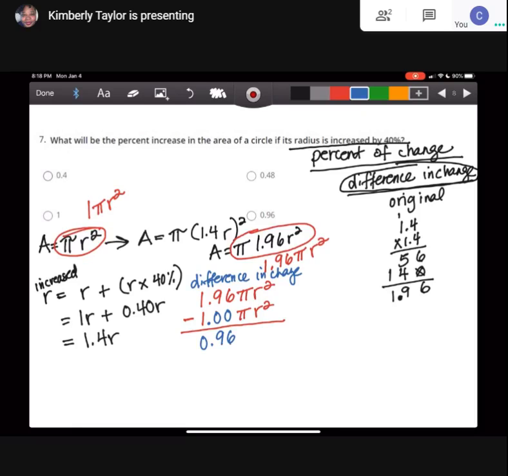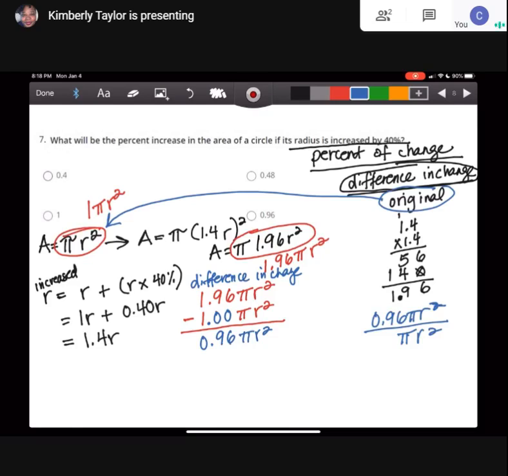All right, pi r squared. So up top, you have 0.96 pi r squared. And what was the original? The original was just pi r squared. That's what the original was. This original was this one here.